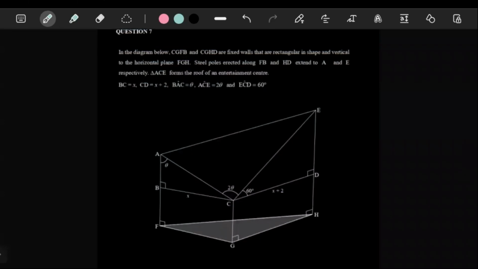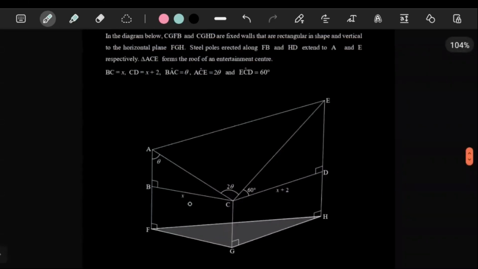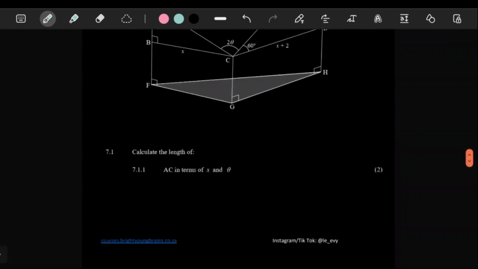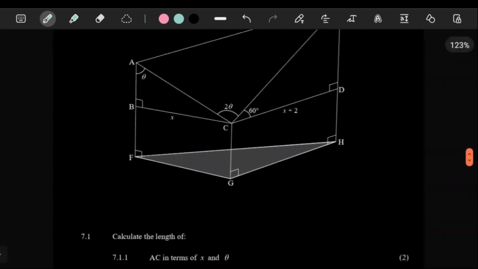Then it says this dimension here is x, and this dimension is x plus 2. And it says BAC is equal to theta. Where is BAC? There's theta over there. ACE is 2 theta over here, and ECD is 60. And then for 2 marks, it says we should calculate the length of AC in terms of x.